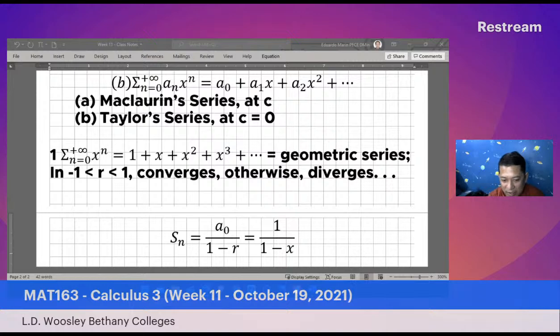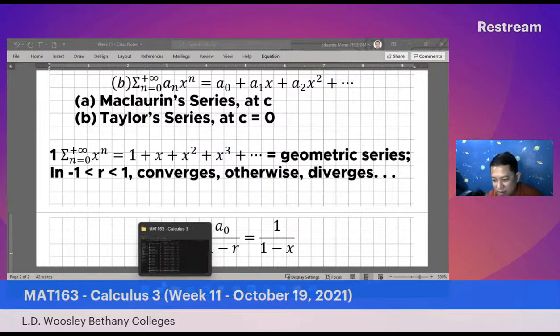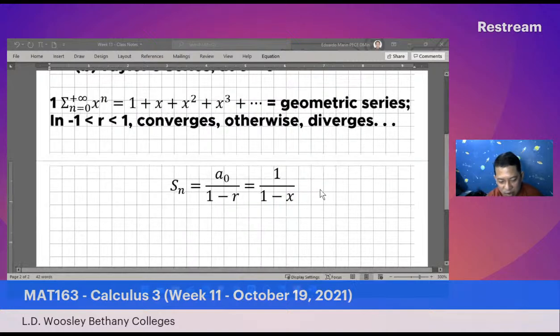Thank you for dropping by. I don't know if you will like this topic. This is Calculus 3. So, ibig sabihin, nakalusot ka na ng Calculus 1 and 2. So, Calculus 3 na.